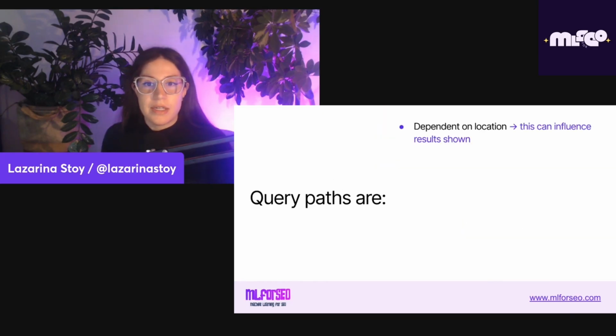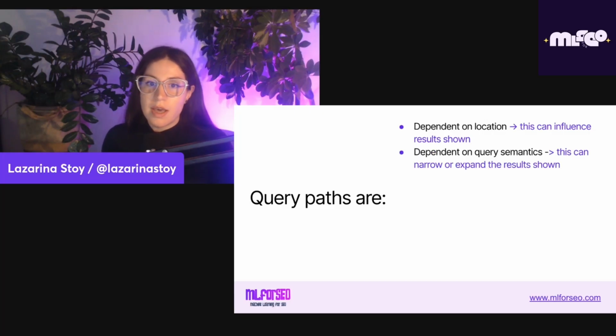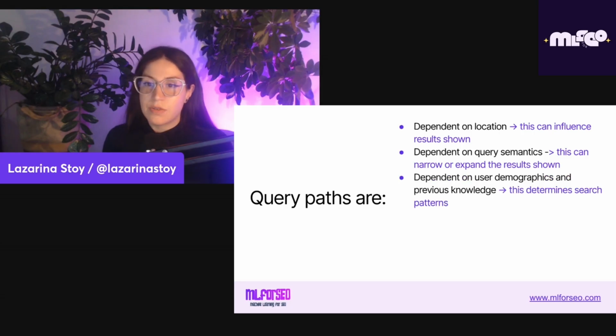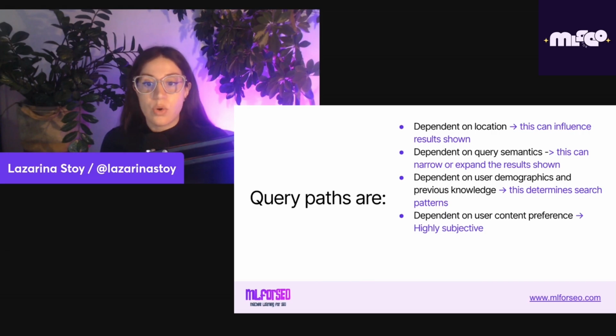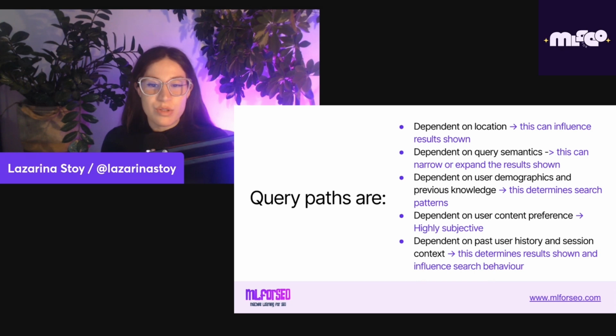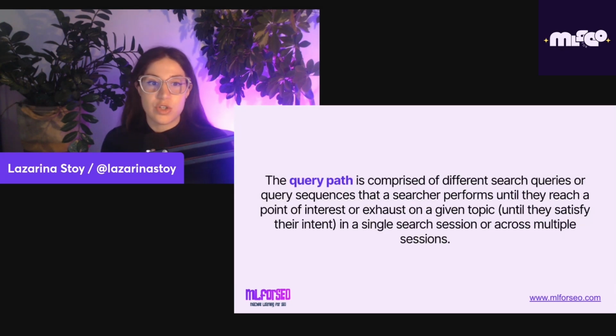Query paths are dependent on location. This can influence the results that are shown. They are also dependent on query semantics. This can narrow or expand the results that are shown. They are dependent on user demographics and previous knowledge. This determines search pattern. Dependent on user content preference. This is highly subjective and difficult to really account for in your research. And they're also dependent on past history and session context. This determines results shown and influence search behavior as well.